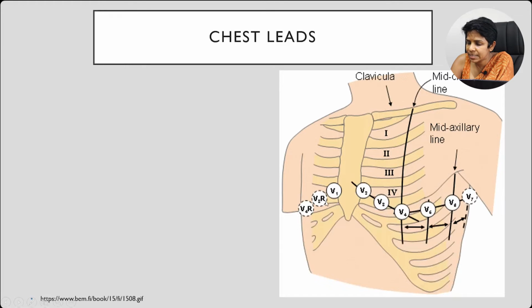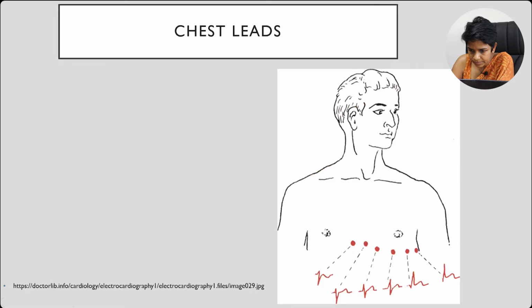And we have some additional chest leads also. For example, we have right-sided chest leads. They are not done always, but in certain conditions we have to record leads on the right side of the heart, for example V4R and V3R. And we have posterior leads also, that again are recorded in special circumstances, starting from V7 to V9, and the electrodes are attached from the posterior side of the chest.